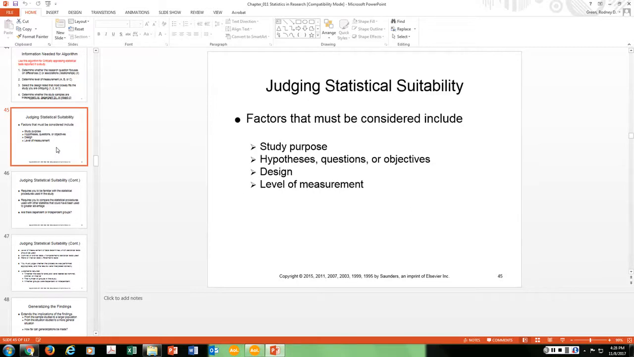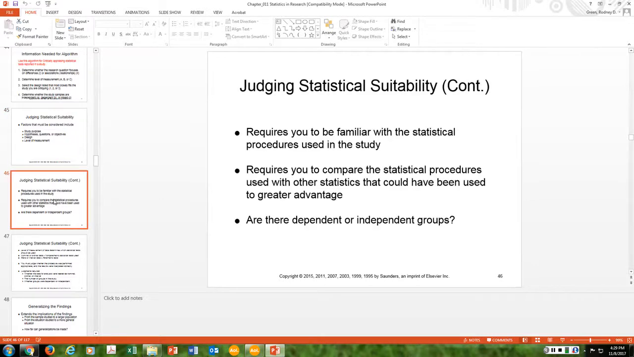Factors that must be considered are the study purpose, hypotheses, questions, or objectives, the research design, and the level of measurement of the data that's being collected. It requires you to be familiar with the statistical procedures used in the study, and it requires you to compare the statistical procedures used with other statistics that could have been used to a greater advantage. Are they dependent or independent groups?